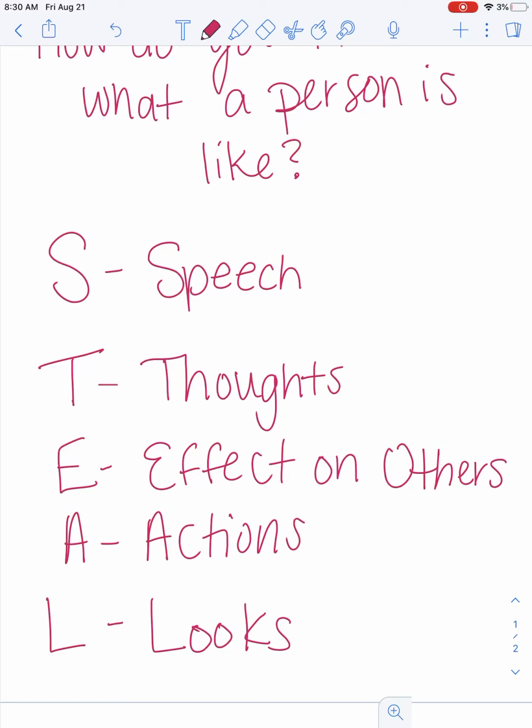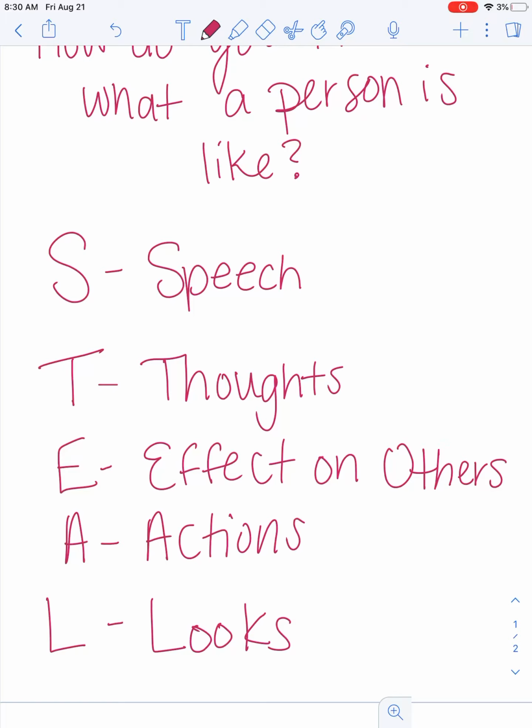The next one is E, which is their effect on others. So you might notice that a character has a significant effect on other people in some way. It could be positive, it could be negative, it could be some specific type of effect, but they'll have some sort of impact on the people around them. Real people have this too, and that can show you something about them.